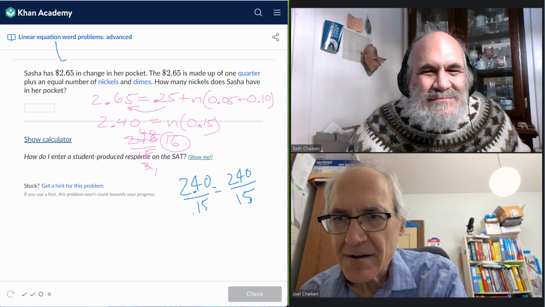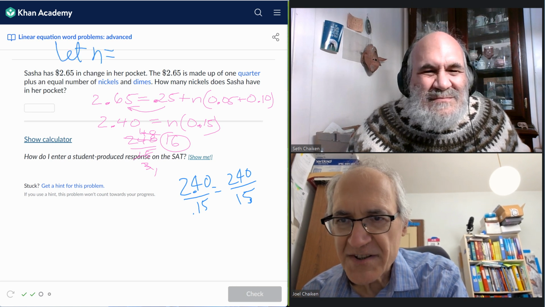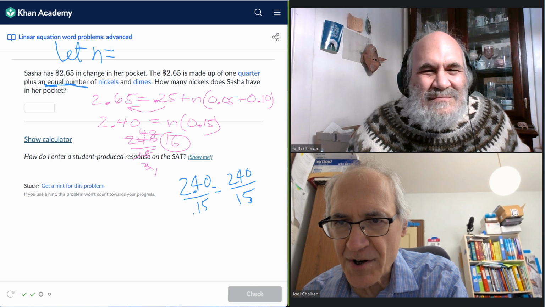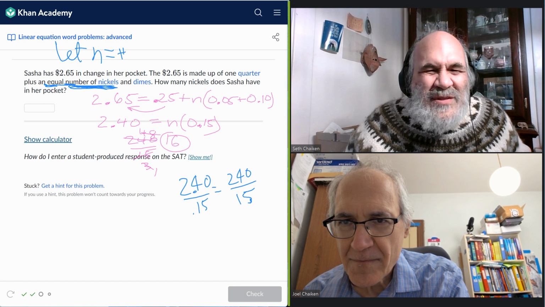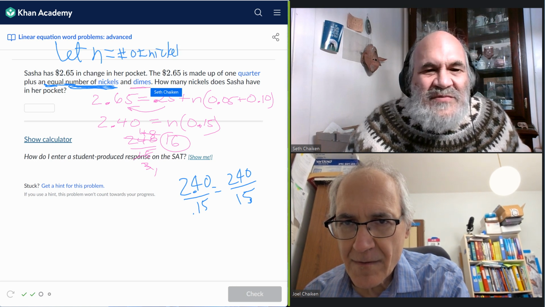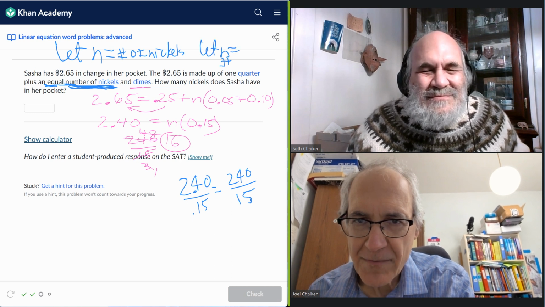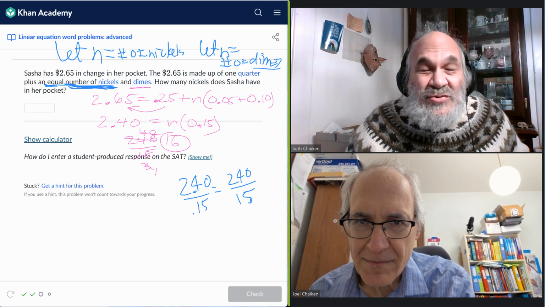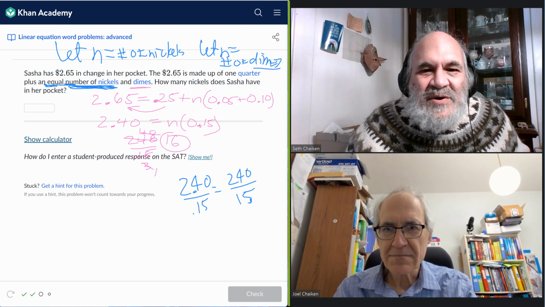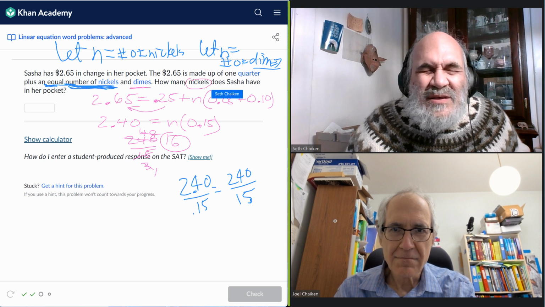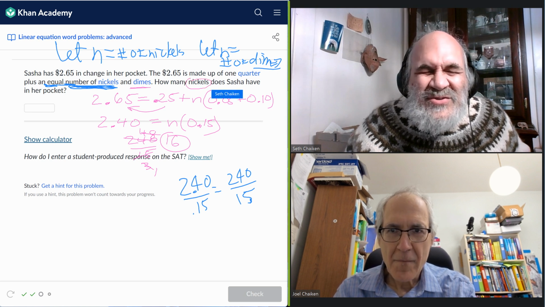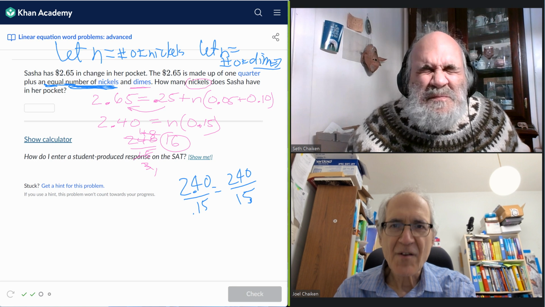Let n equal this number, the number of nickels. But also the number of nickels is the same as the number of dimes. So you could also let n be the number of dimes. N is the same. But I chose n to be the variable, and I named it n because the question asks for the number of nickels.